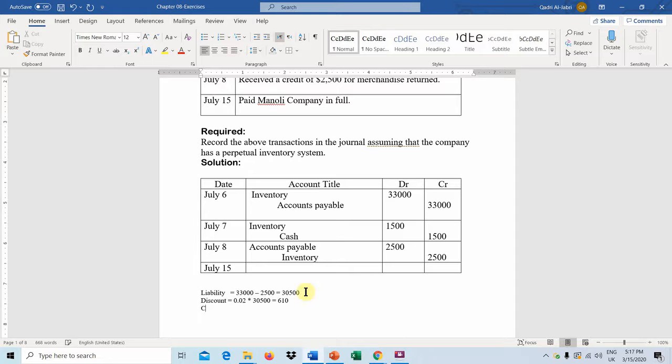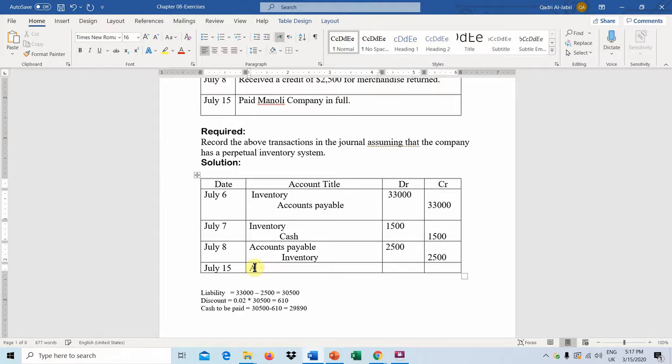Which means the cash paid, or cash to be paid, will be the 30,500 minus the discount, which is 610. I will get a total of 29,890.